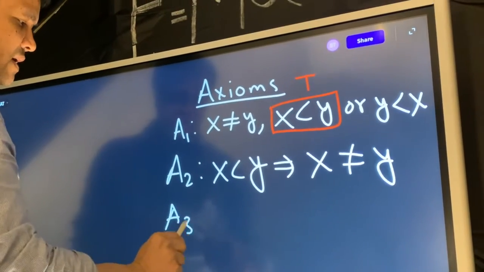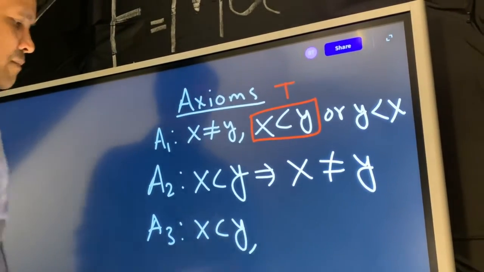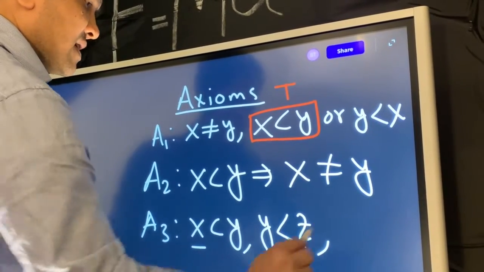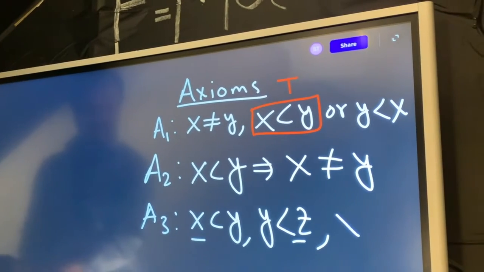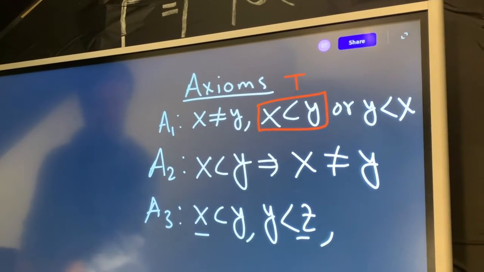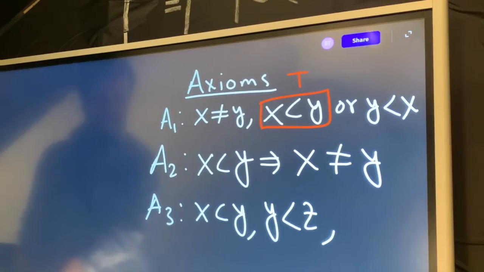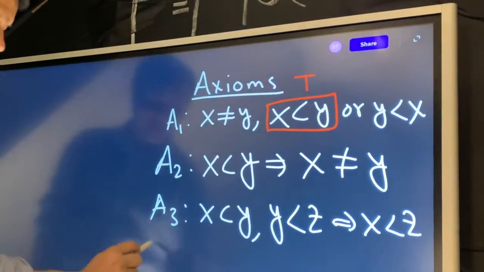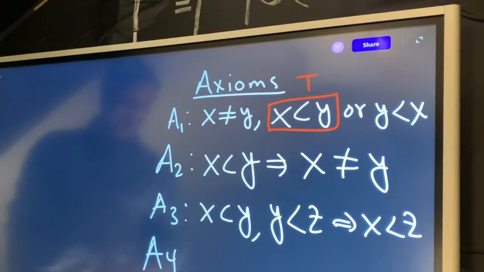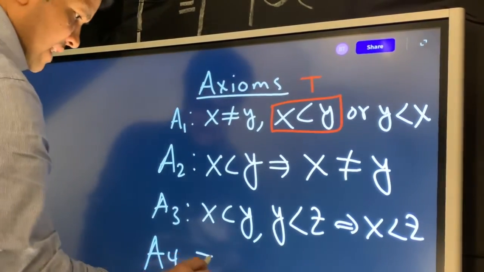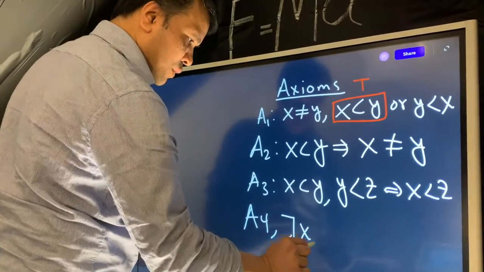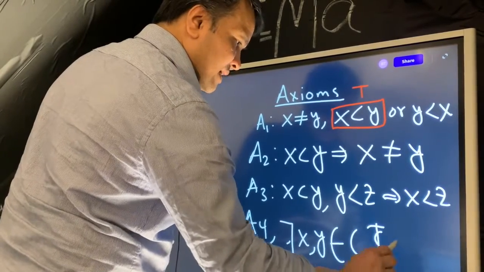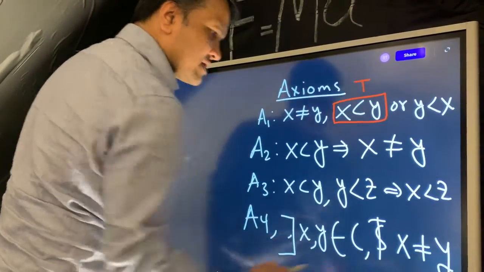Axiom number 3: if x is less than y and y is less than z, then x must be less than z. And axiom number 4 says that x and y are distinct. How can we say that? There exist 2 points in set C such that x and y are distinct.